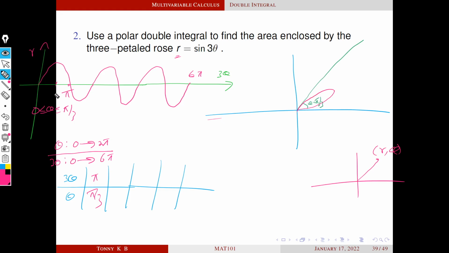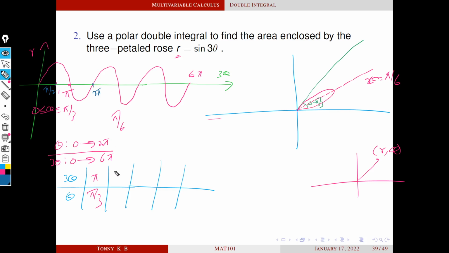This point is actually pi by 2 for 3 theta. So for pi, it is pi by 6, right? So suppose we consider a ray theta equal to pi by 6. When theta equals pi by 6, r reaches its maximum of 1, this length is 1, then comes back to 0. Okay, then what about this point?